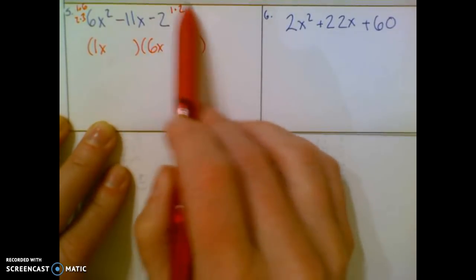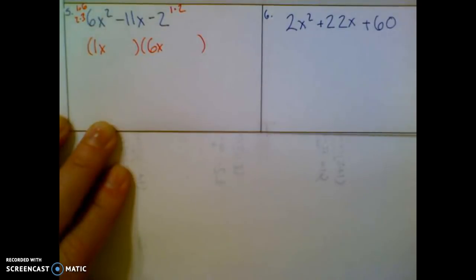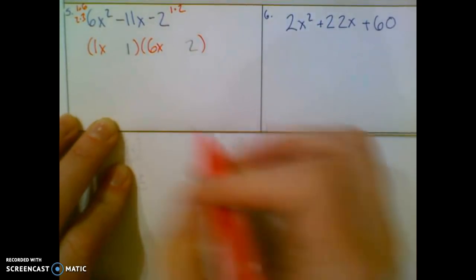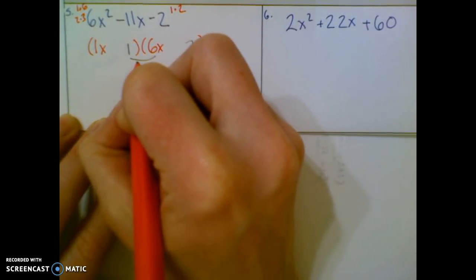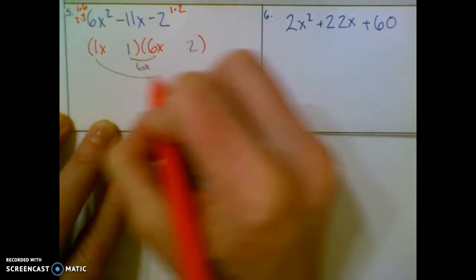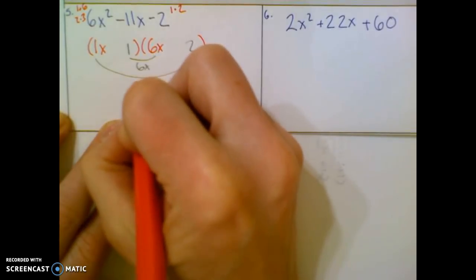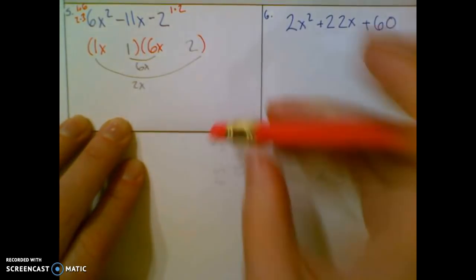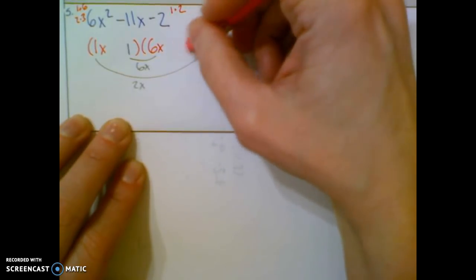So now the only option for my C value to try is a 1 and a 2. So I'm going to fill in a 1 and a 2. Okay, check my inner product. 1 times 6x is 6x, and 1x times 2 is 2x. Well, 6x and 2x do not give me 11x, so clearly I tried the wrong combination first.